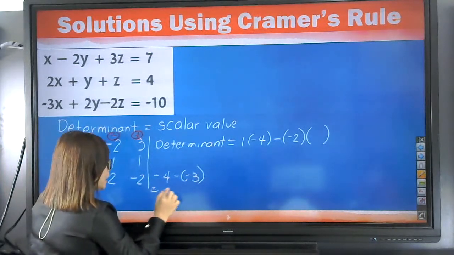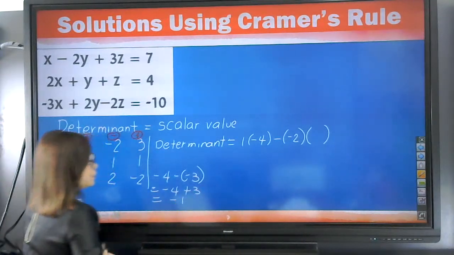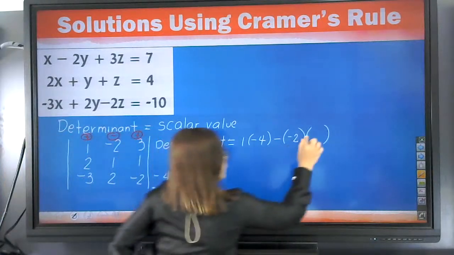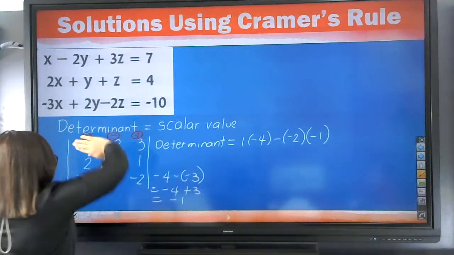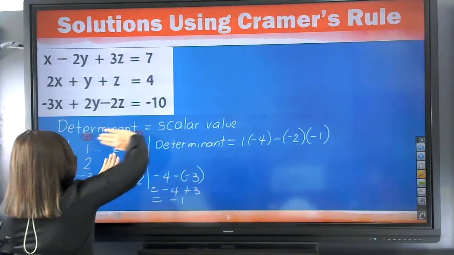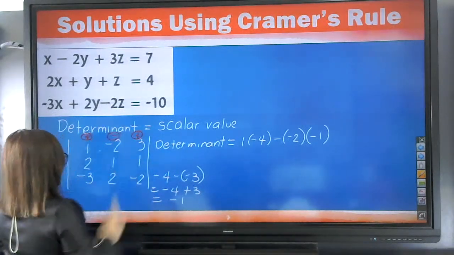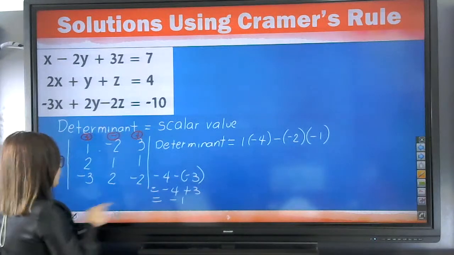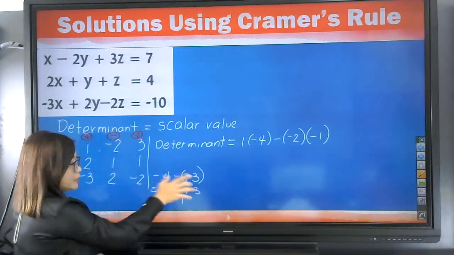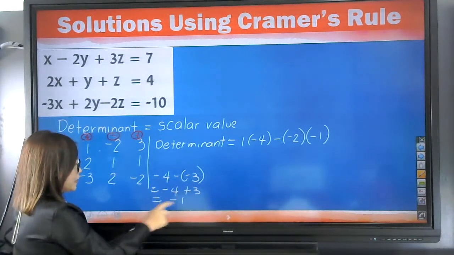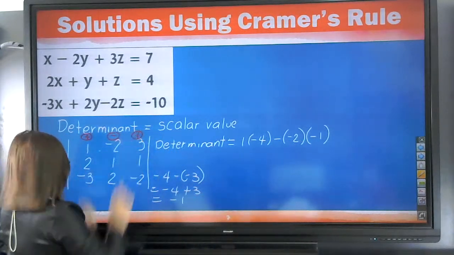So it's -4 plus 3. The answer is -1. Okay, negative 1. Again, this and this. Do not use this column and this row because negative 2 is in this column and in this row. So 2 times negative 2 is negative 4 minus negative 3 times 1 is negative 3. Simplify: negative 4 plus 3 is negative 1, and copy it here. And the last is plus.